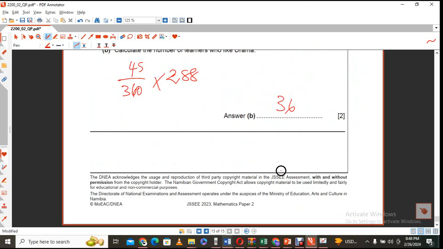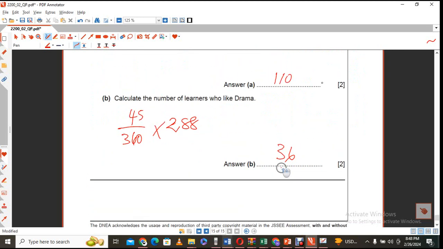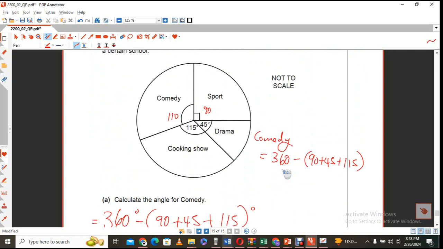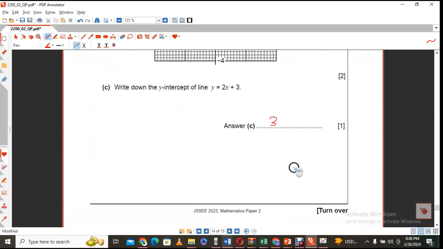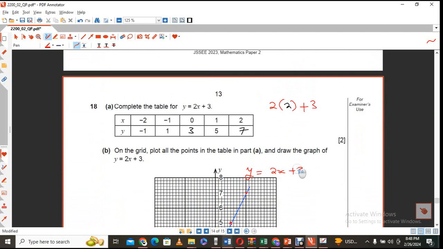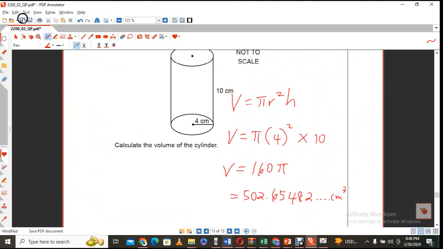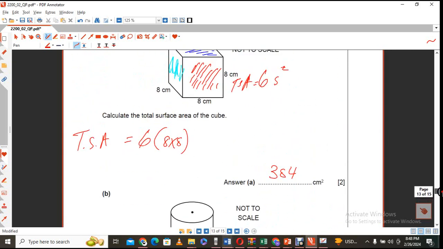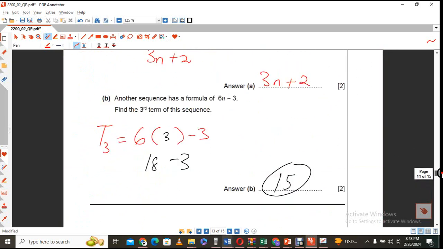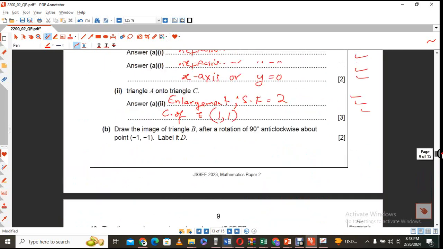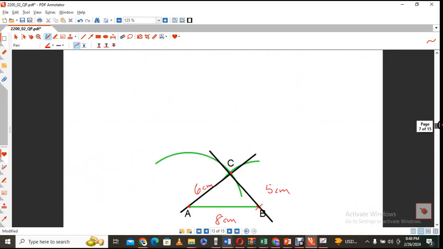Good. Seems like I've reached the end of the paper again. I hope that you have learned something. Also remember, try to pause the video and try the questions on your own. I will be uploading these question papers with their solutions on my Google Classroom so that you can download them as well and follow how to do these questions. All right, good luck with your studies.